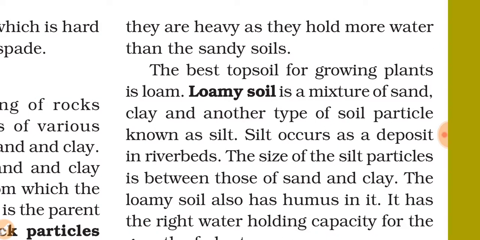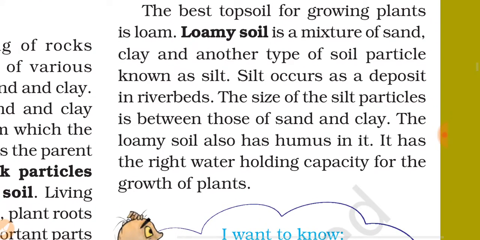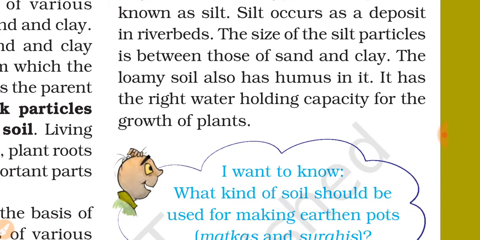The best topsoil for growing plants is loam. Loamy soil is a mixture of sand, clay, and another type of soil particles known as silt. Silt occurs as a deposit in river beds. The size of the silt particles is between those of sand and clay. The loamy soil also has humus in it. It has the right water holding capacity for the growth of plants.